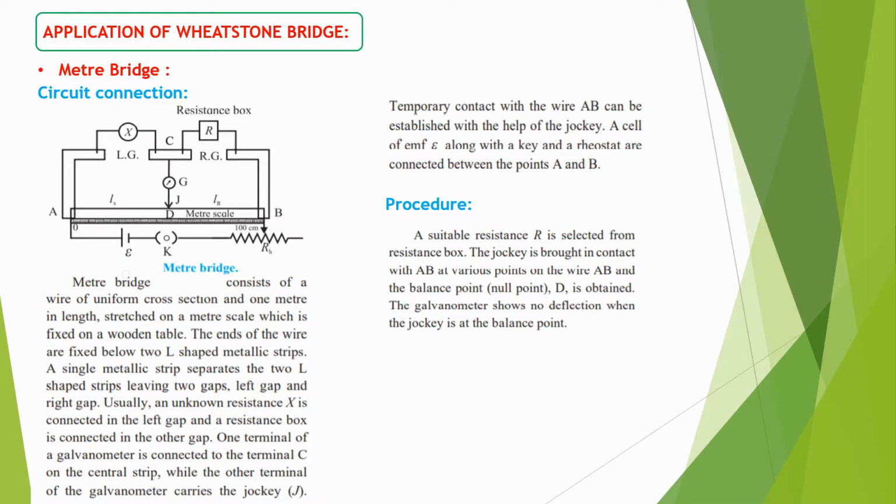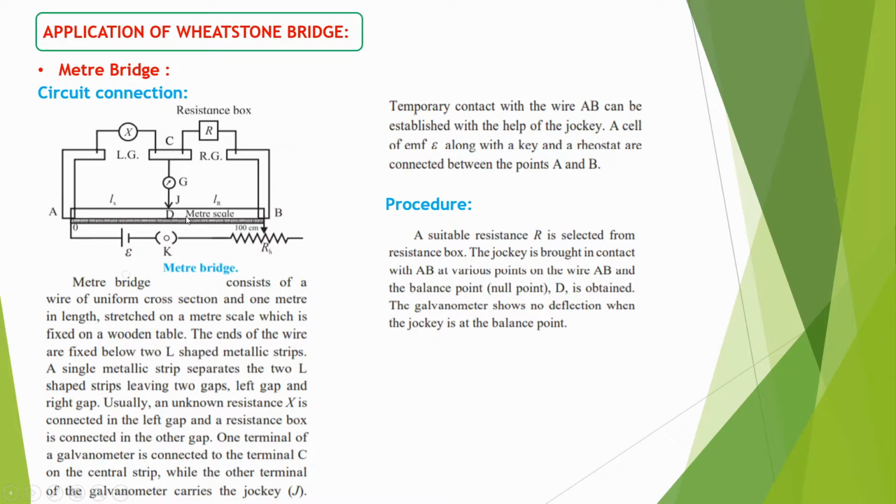Let us see the application of the Wheatstone bridge, that is the first, the meter bridge. This is the circuit connection diagram for the meter bridge. While we see the diagram, the meter bridge consists of a wire of uniform cross section and 1 meter in length stretched on a meter scale which is fixed on a wooden table. So this meter bridge consists of a long and uniform wire.